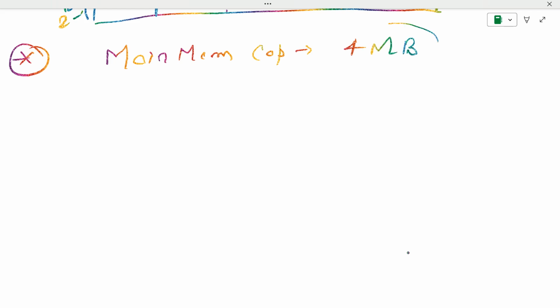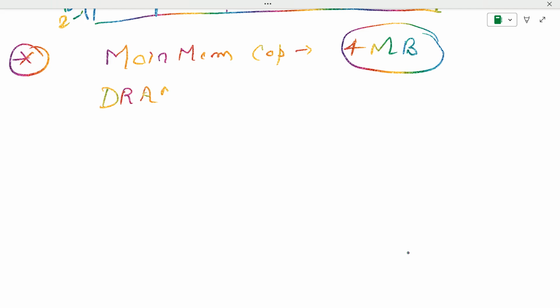From this example, this would be more clear. I think it is the last example that we are discussing, so we will conclude after this last topic. So this is one structure of main memory. Let's say we want to make a main memory, and the main memory capacity would be 4 MB.